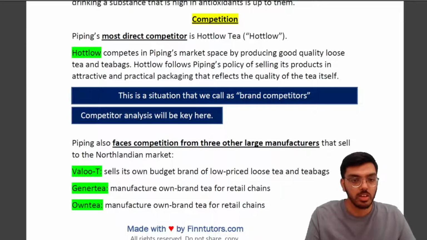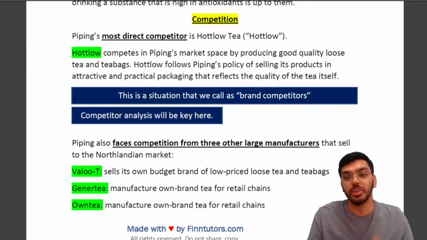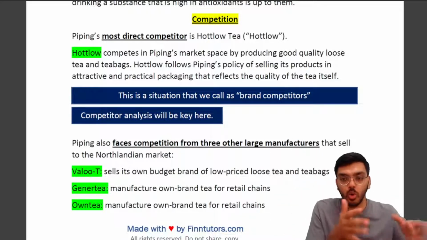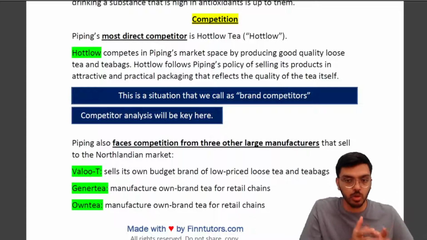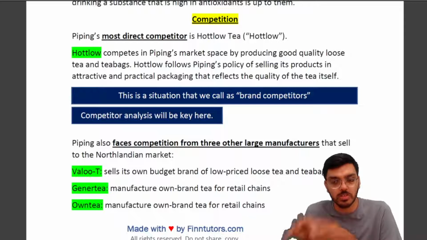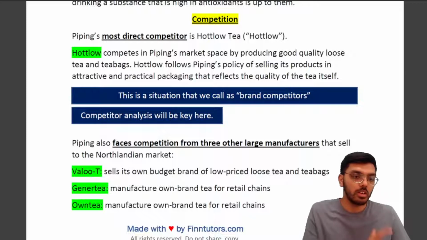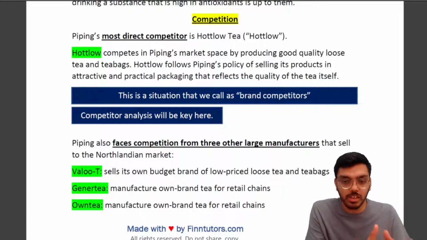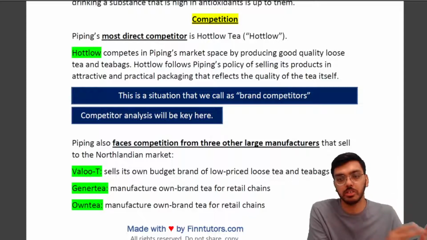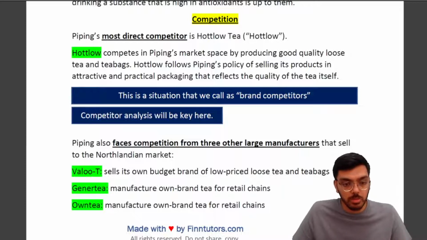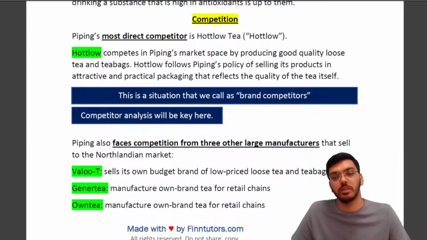Then there is Jenner Tea, which manufactures own brand tea for retail chains, and Own Tea, which also manufactures own brand tea for retail chains. So, for example, a big retailer like Walmart can give a contract to Own Tea: manufacture loose tea, give it to me, I will put it in Walmart packaging and sell it. So that also happens in the real world. Jenner Tea, Own Tea manufacture own brand tea for retail chains. Valuti makes their own budget tea, and Hotlo is your direct competitor, your brand competitor, who does pretty much whatever you do, but it's just a different brand.